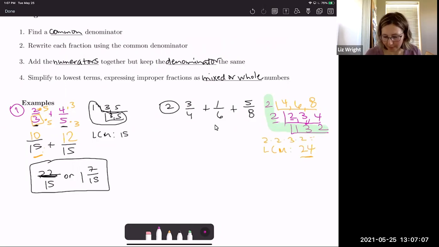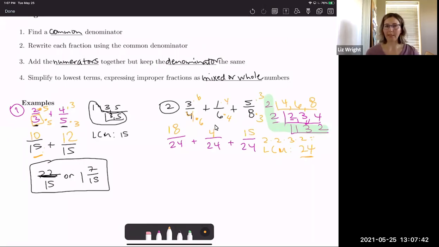Okay, so what that means is I'm going to rewrite each of these fractions with a common denominator of 24. And then you are asking yourself on each of these, 4 times what gives me 24? It's going to be 6. So 3 times 6 is going to give me 18. 6 times 4 is going to give me 24, so I multiply the numerator by 4, which gives me 4. 8 times 3 gives me 24, so 5 times 3 gives me 15.